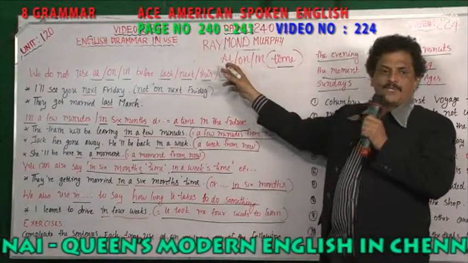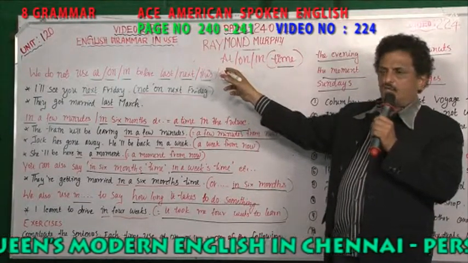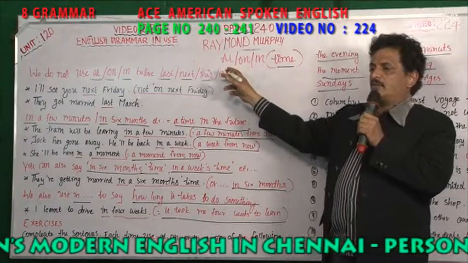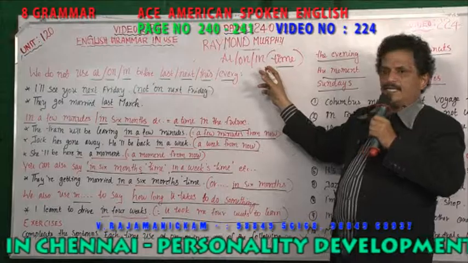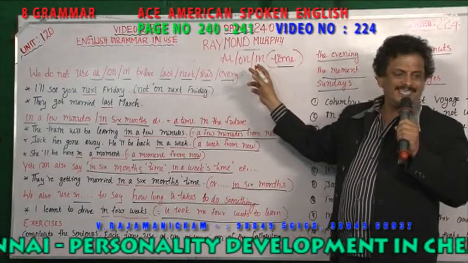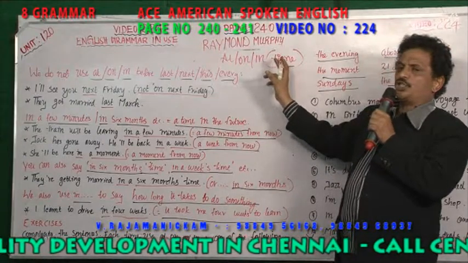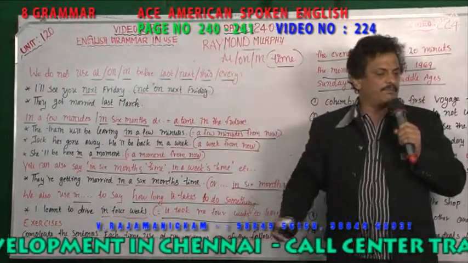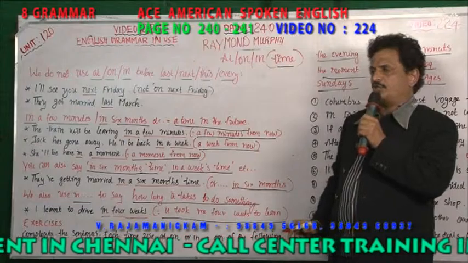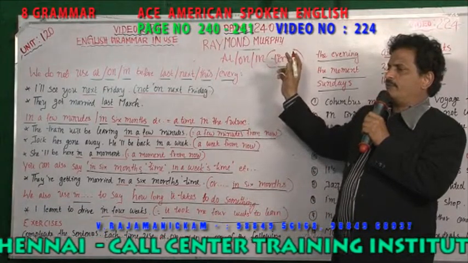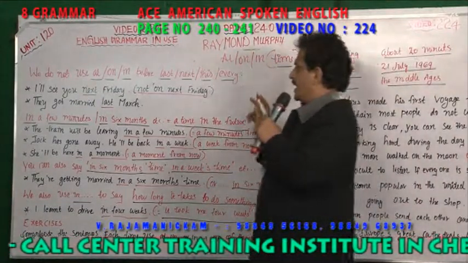For example, at the corner of the road, at 10 o'clock. On the first floor, on Sunday. In the month of June. In Coimbatore, in Chennai. So these words can come as a preposition of time or preposition of place. Now we are going to see them as time.